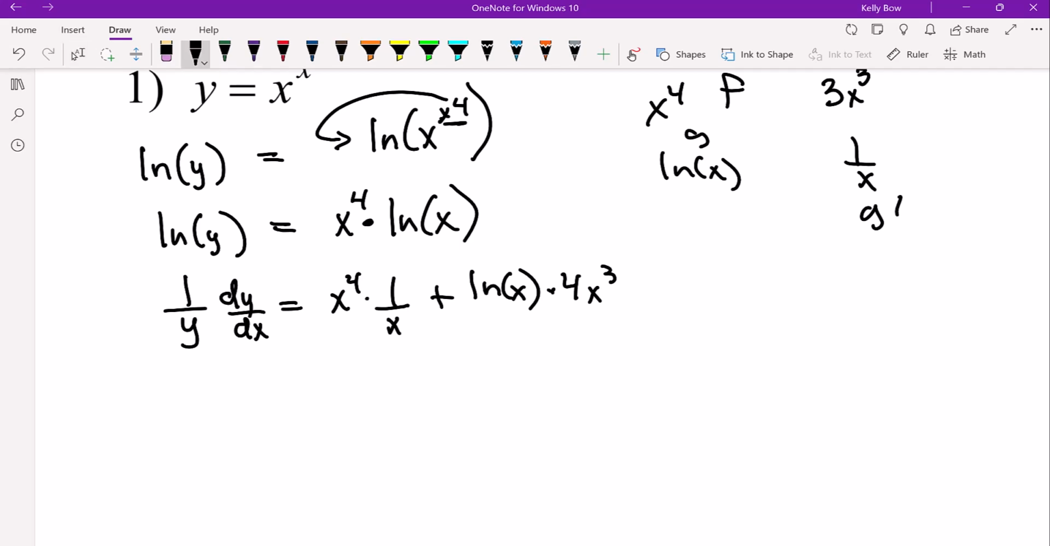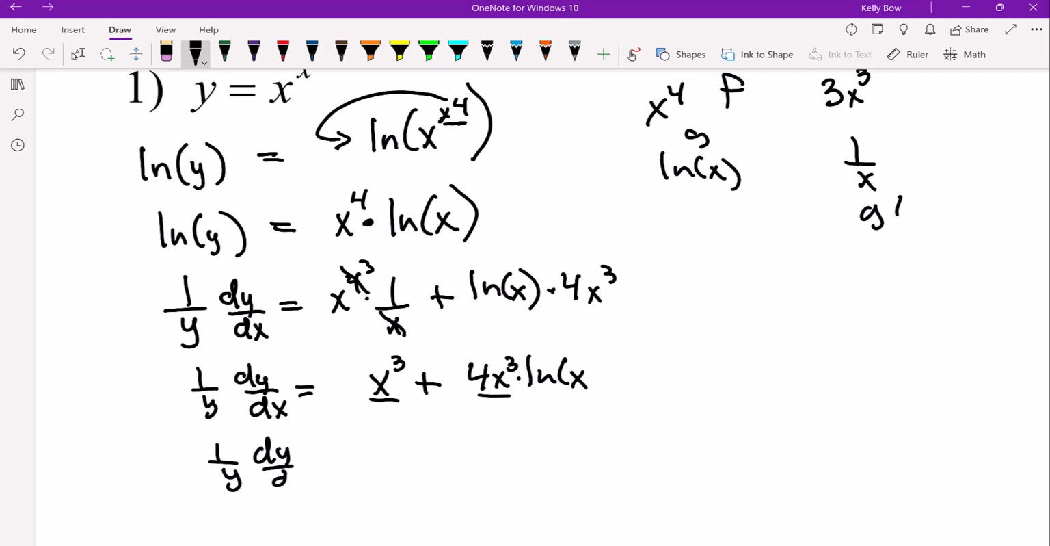All right. So on the right, we really can't do much yet. This x to the fourth times 1 over x, that will cancel to x cubed. So now we have x cubed plus, I'm going to bring this 4x cubed out front, 4x cubed times ln of x. And then these both share x cubed. So we're going to pull an x cubed out front. When you factor out x cubed, that leaves 1 plus ln of x.